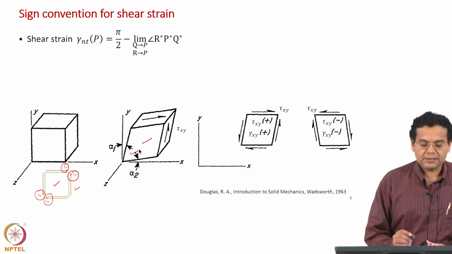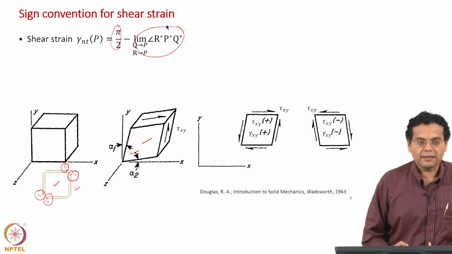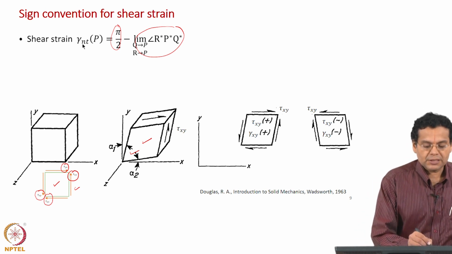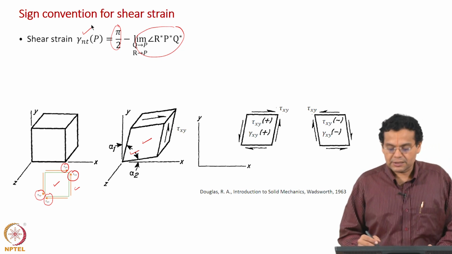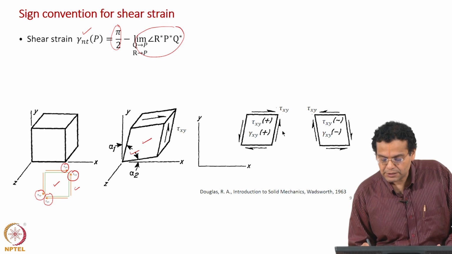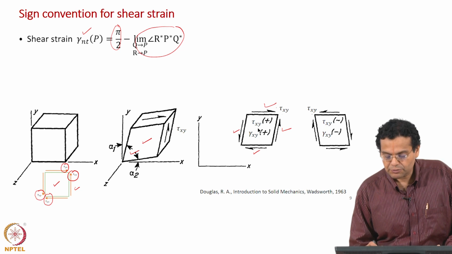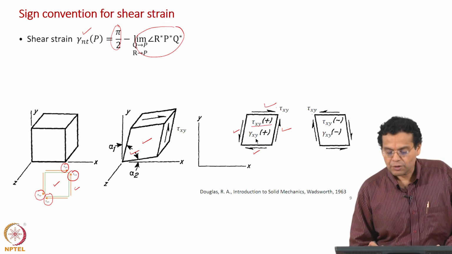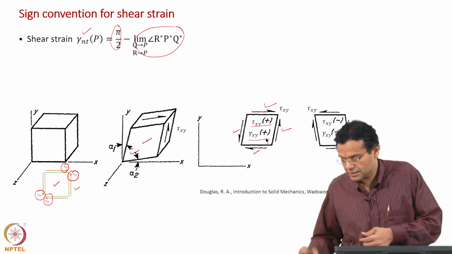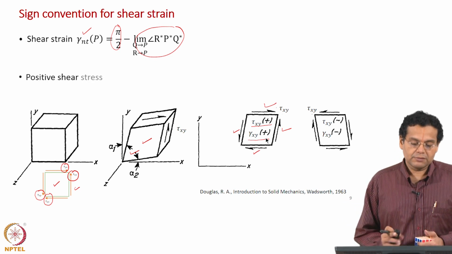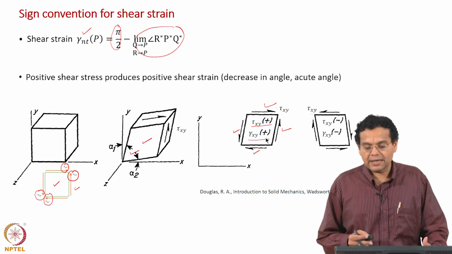According to our definition of shear strain, the shear strain is 90 degrees minus the final angle, and the final angle is reduced. So, the shear strain is positive. So, positive shear stresses result in positive shear strain, and that is what is shown here as well. The stresses are shown in the positive sense, and that is what this indicates, positive shear stress. What does it result in? Positive shear strain. That is the first statement we make here: positive shear stress produces positive shear strain, with of course a decrease in angle, or acute angle.